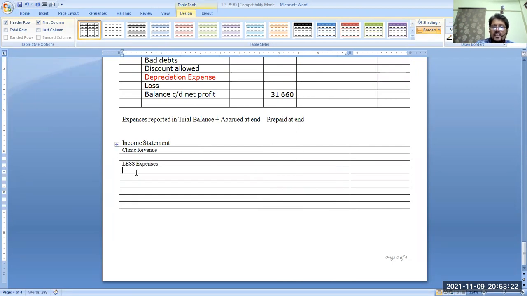Done. And you have to add all the expenses of the clinic: depreciation, bad debts, salaries, wages, electricity, operation theatre charges, and total expenses will be reported in this column. Revenue minus expenses gets net profit. It's very easy. Service business income statement. Getting my point? So if you are making it in T account form, revenue on the right hand side, credit side, expenses on the debit side, that's all.